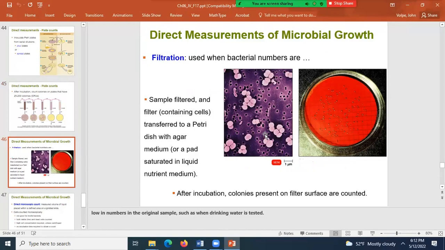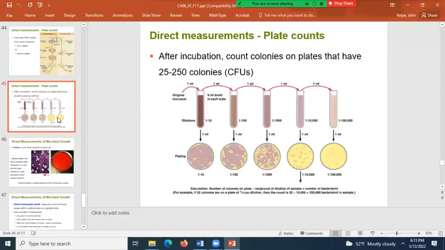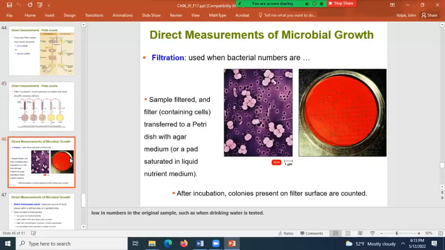So what we do is we put this through a filter, and the filter allows the media to pass and then retains the cells. And then you simply place the filter on an agar plate and allow the colonies to grow on the filter. Okay, and that's how the filtration method is used. It's very similar to the viable plate count. It's just using a filter to get your results. Any question there?